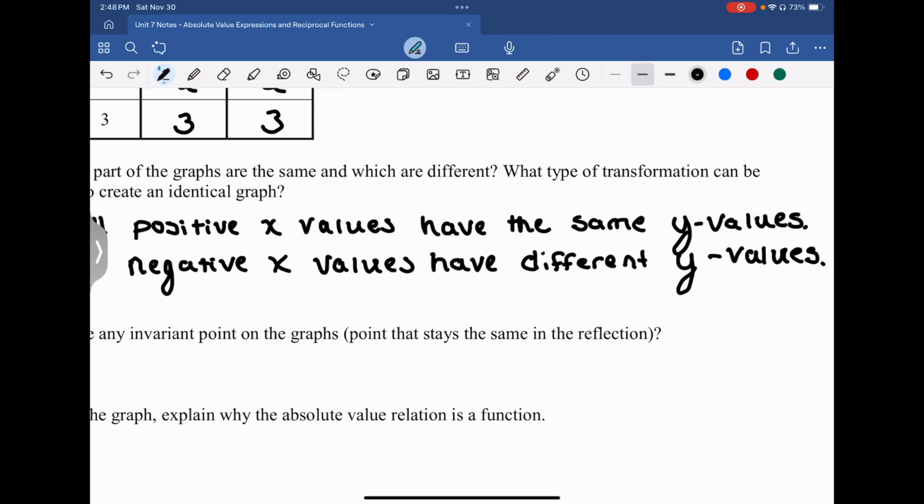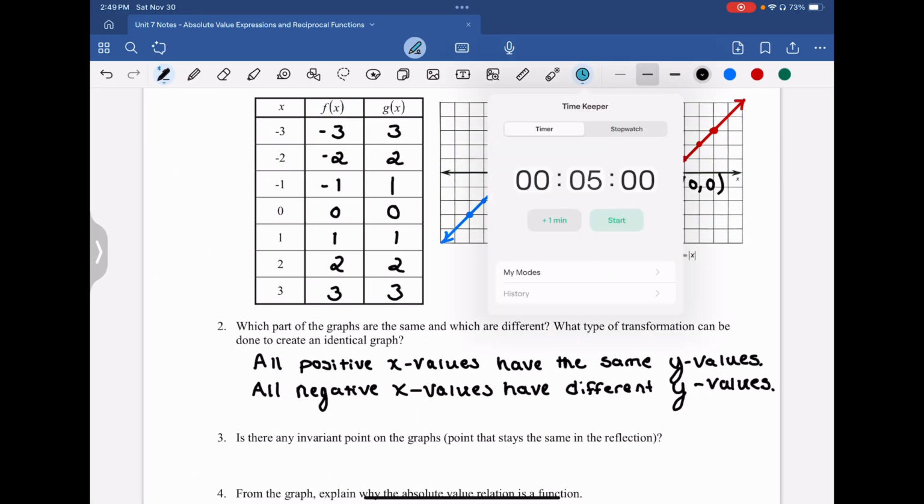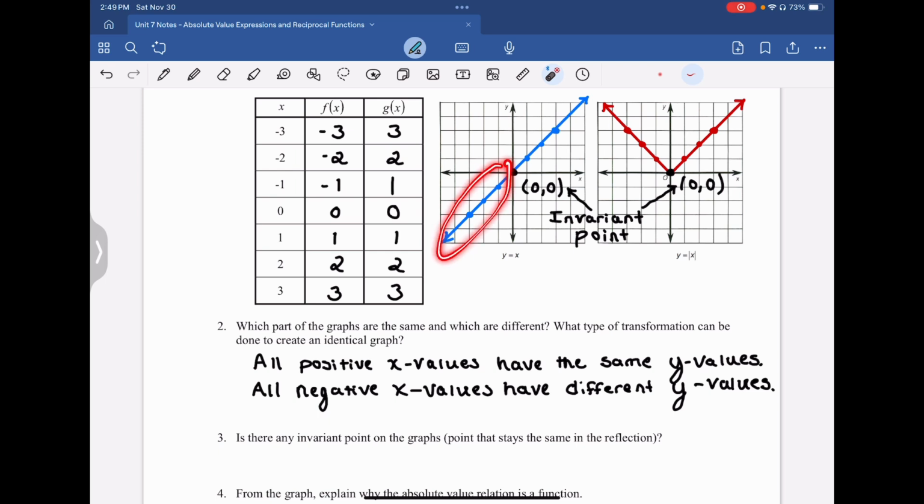Perfect. And then I'm just going to add a little dash in between here because I like to keep those things separate there. So if we look at our left-hand side of the graph, we see that these ones are all the negative values here. These ones include different values of outputs. On the right-hand side, it looks the exact same. And then at (0, 0), it also looks the same. What type of transformations can be done to create an identical graph?